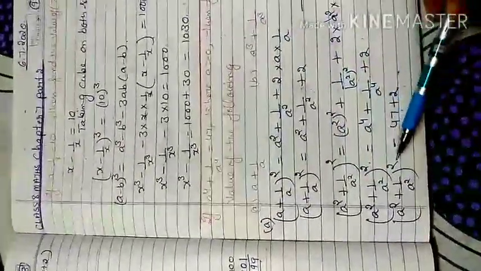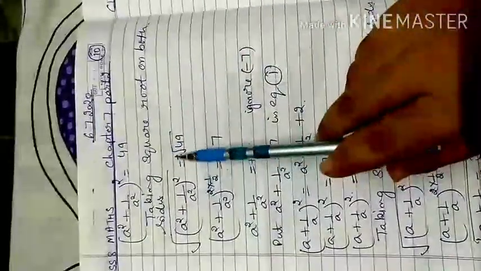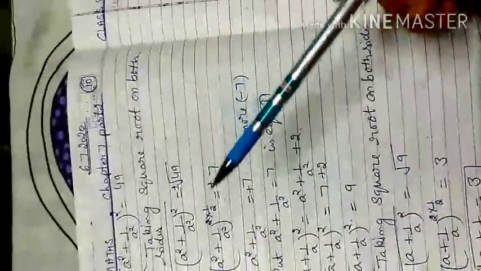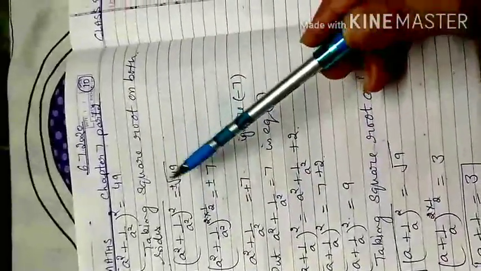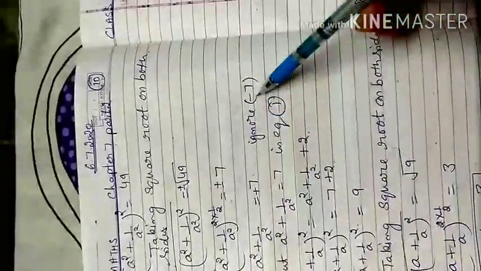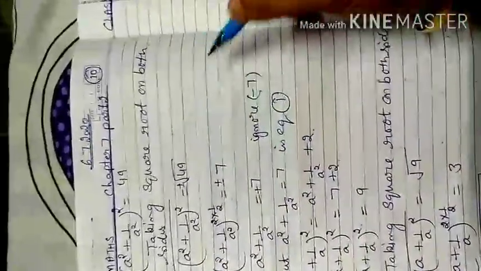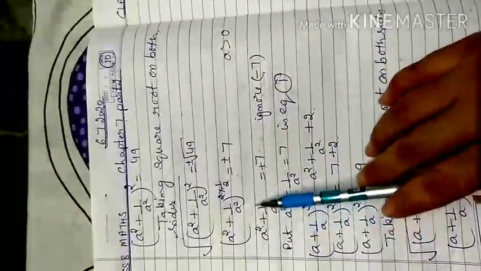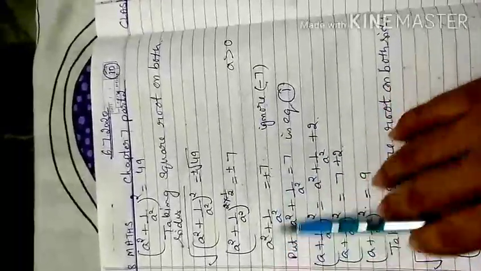So now to remove this square, we will take the square root on both sides because I need the value of a square plus 1 by a square. When you take the square root on the left side, the 2 and the 1 by 2 cancel. I told you before that when taking the square root on both sides, you always have to write positive and negative. But we ignore the negative sign and take only the positive sign because in my question a is greater than 0. That means a should not be considered as a negative value. So we ignore minus 7 and take only the positive value of 7. a square plus 1 by a square is equal to 7. So that is my required value.